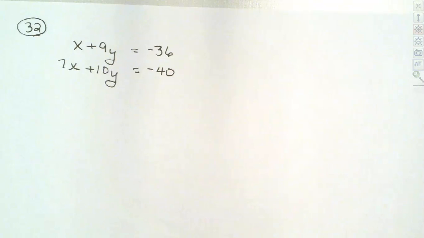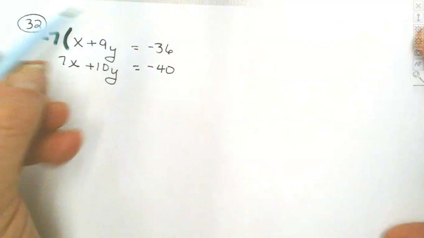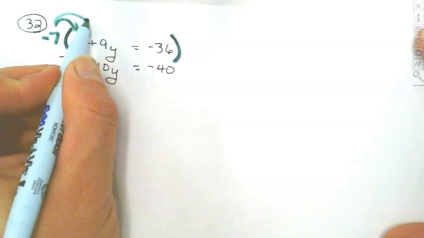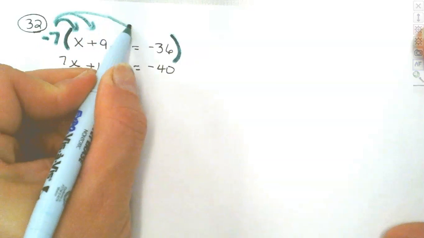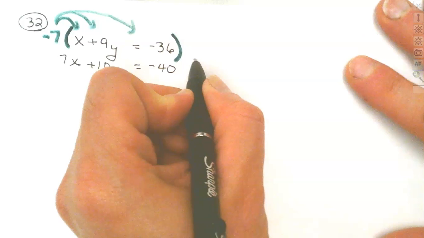Now, we want to make sure that we can get rid of the x. So what we can do is I'm going to take the top row, and I'm going to multiply it by a negative 7. The reason why I multiply it by a negative 7 is the x's will cancel out in the next step.